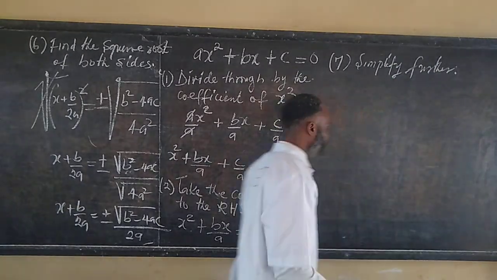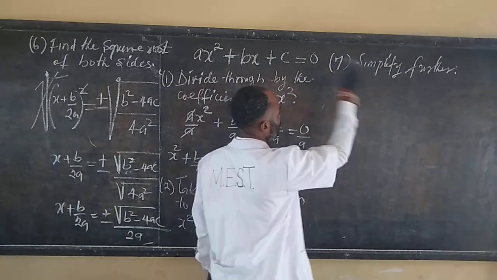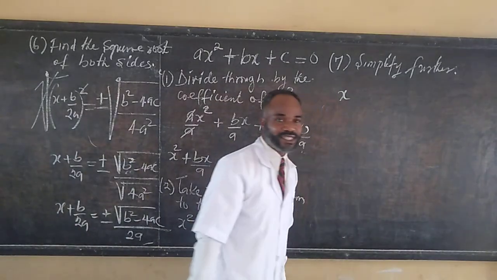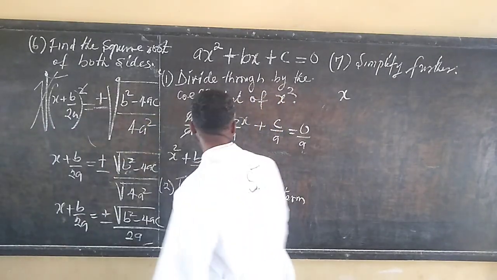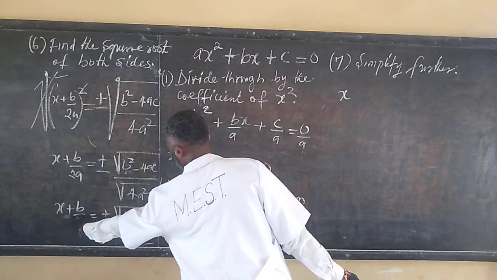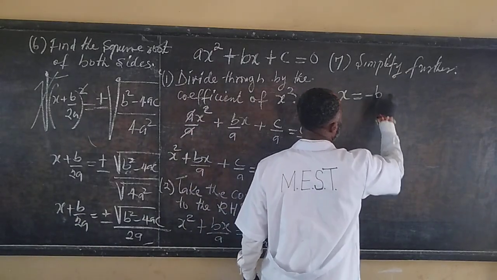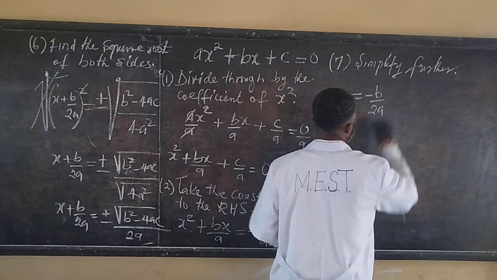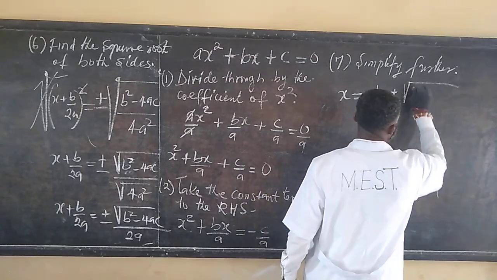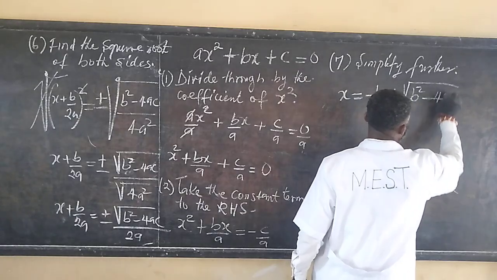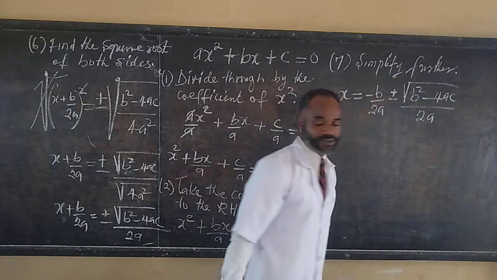If we simplify further from these aspects, we make x the subject by taking in this factor. It becomes x is equal to minus b over 2a plus or minus the square root of b squared minus 4ac all over 2a. Good.